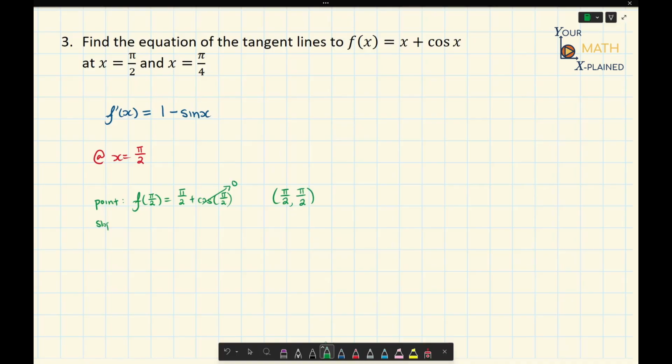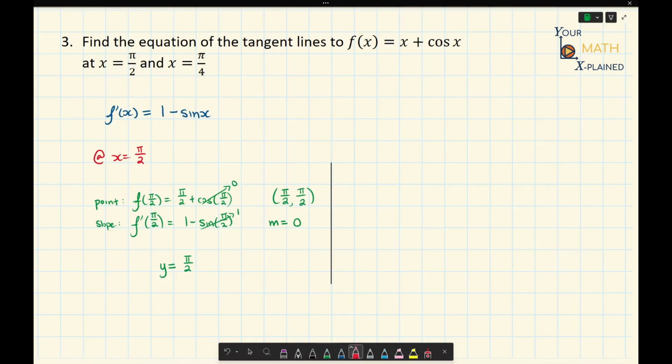And then our slope here is going to be f prime of pi over 2. So that is going to be 1 minus sine of pi over 2. And sine of pi over 2 is equal to 1. So therefore our slope, we'll call that m, is equal to 1 minus 1, which is 0. So since the slope is 0, that means the equation of the line is just y is equal to the y value of the point, which is pi over 2. Okay, so this is for our first point.